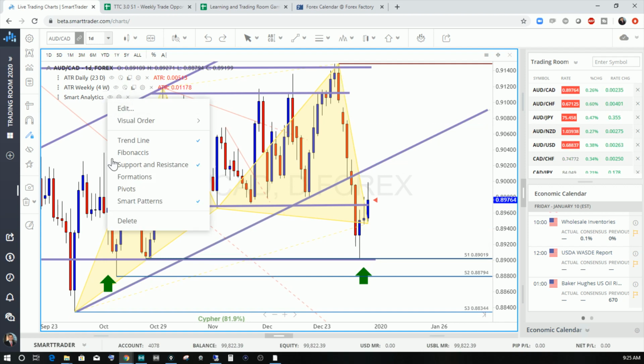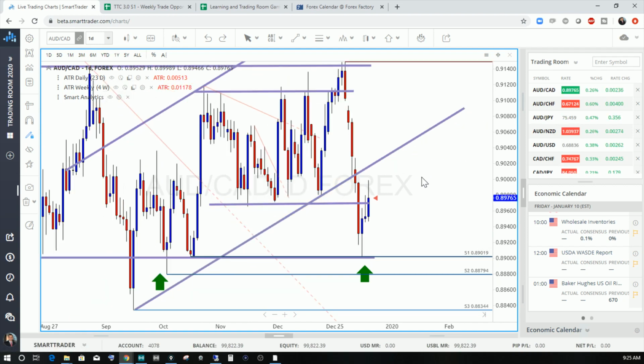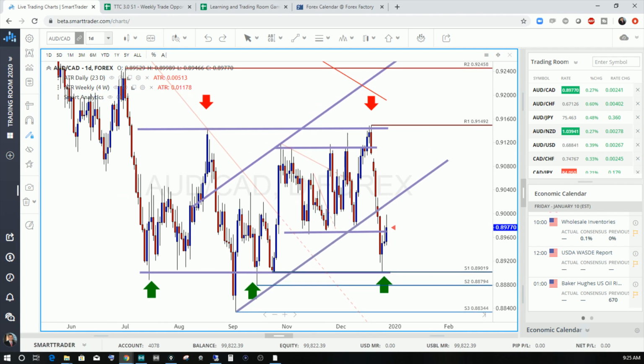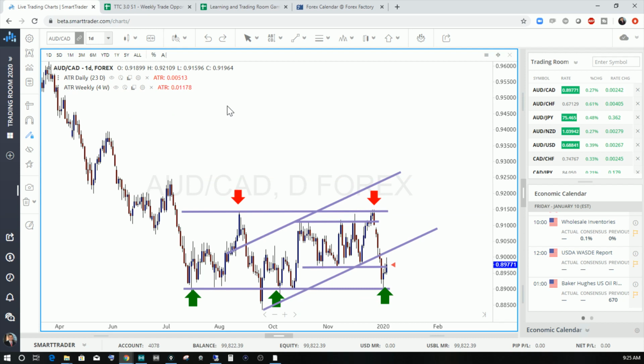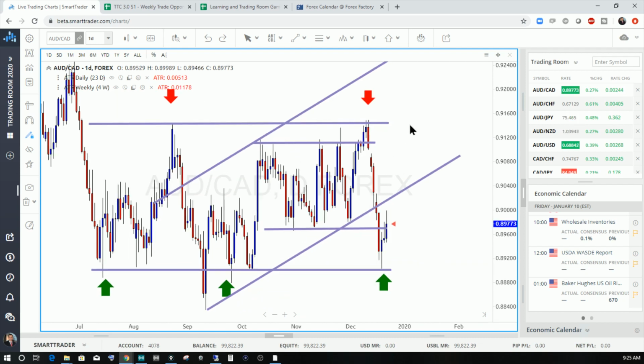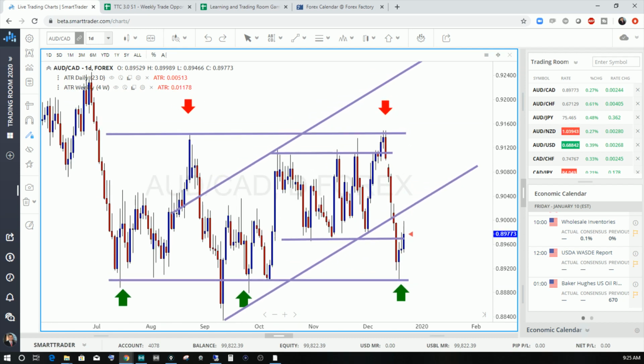Yeah, let's do this. I'm going to shut this one off. All right. So this is what I like about this. What I like about this right now is the fact that we have this support level right here that's acting as resistance, and price is looking to get back inside that.